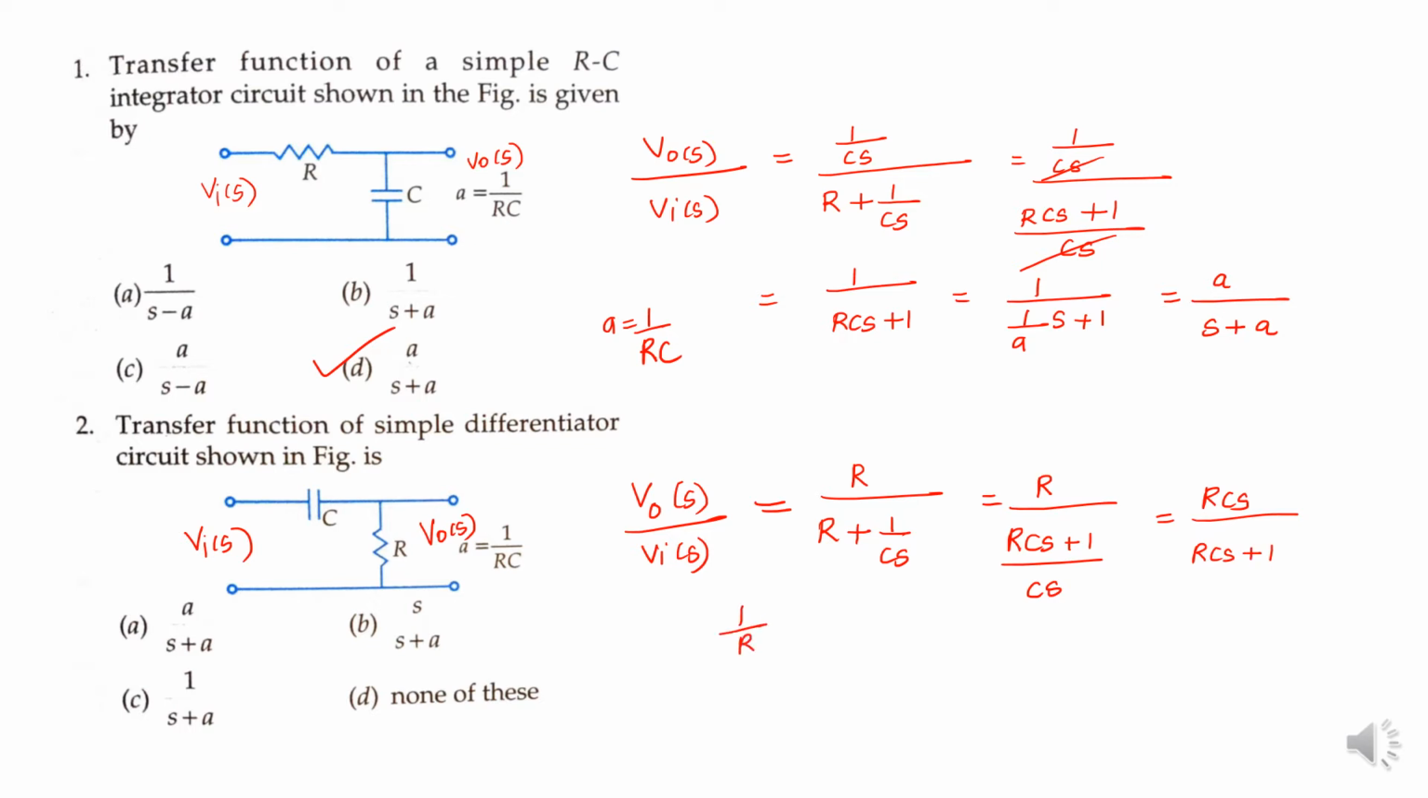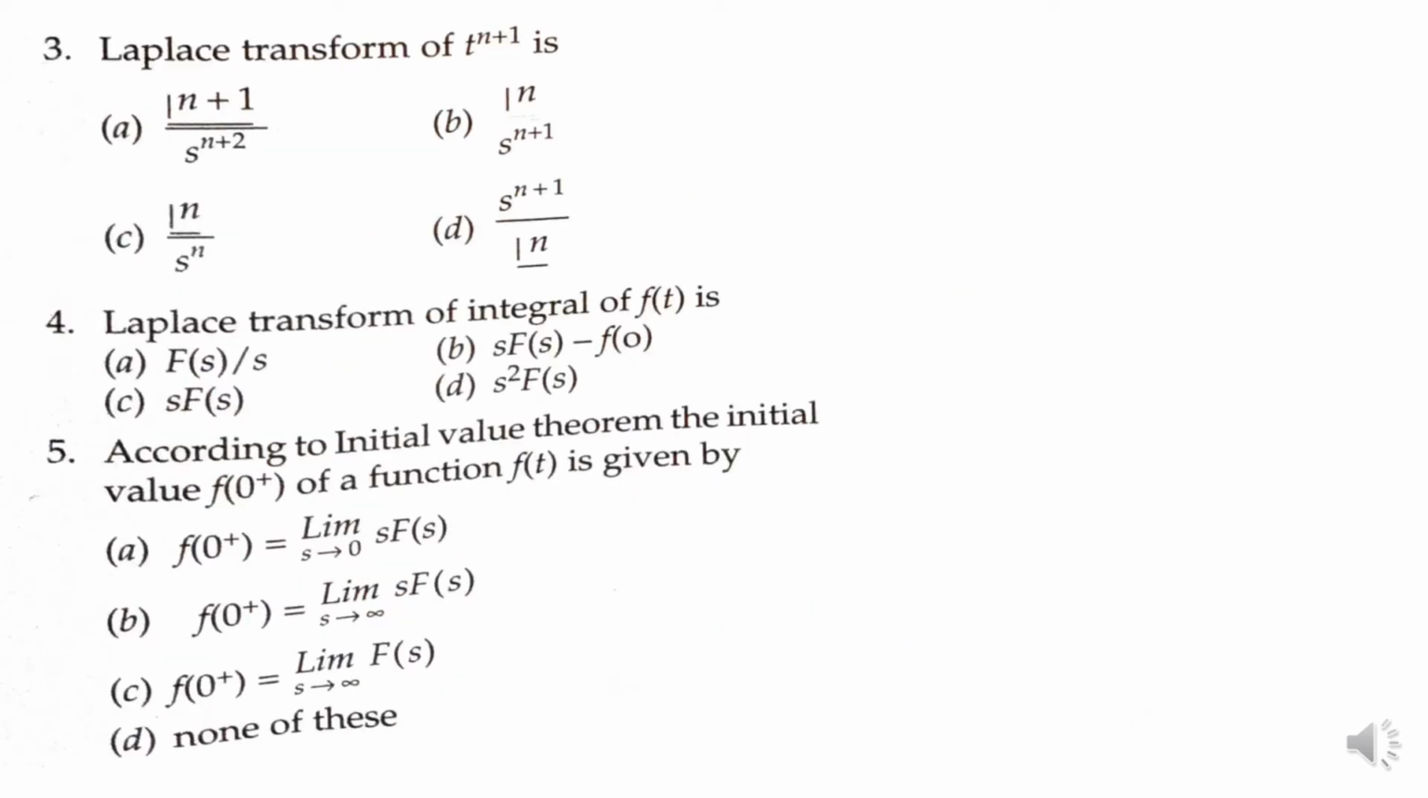1 by RC equal to A. Put the value, s by A divided by s by A plus 1, s by A divided by s plus A by A. Both A get cancelled. The answer is s divided by s plus A. Option B is the correct answer. Next problem.